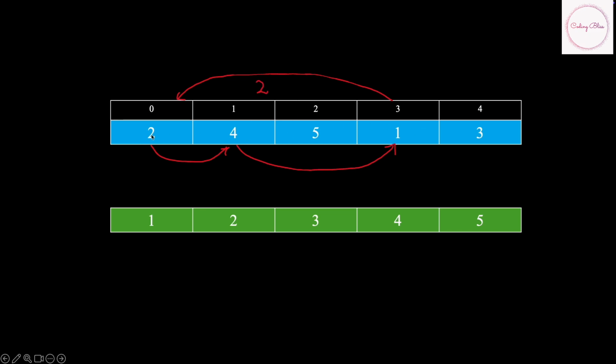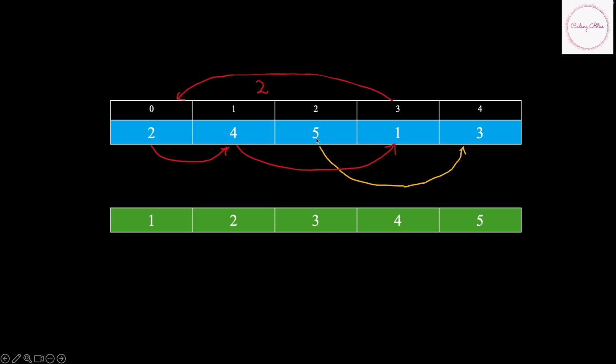Either I could have a case where 2 and 4 is swapped. Okay, and then what will happen is 2 will come here, 4 will come here, and then finally 1 and 4 needs to be swapped. So that means you need altogether 2 swaps.